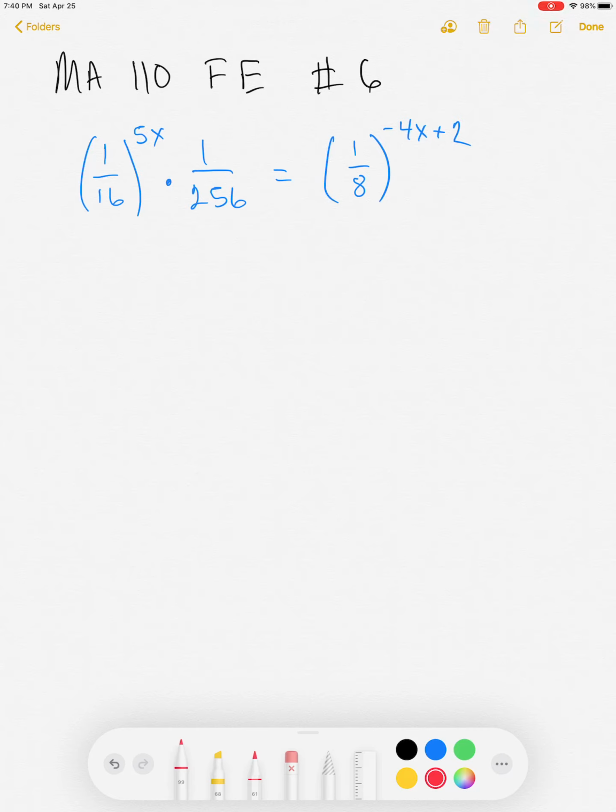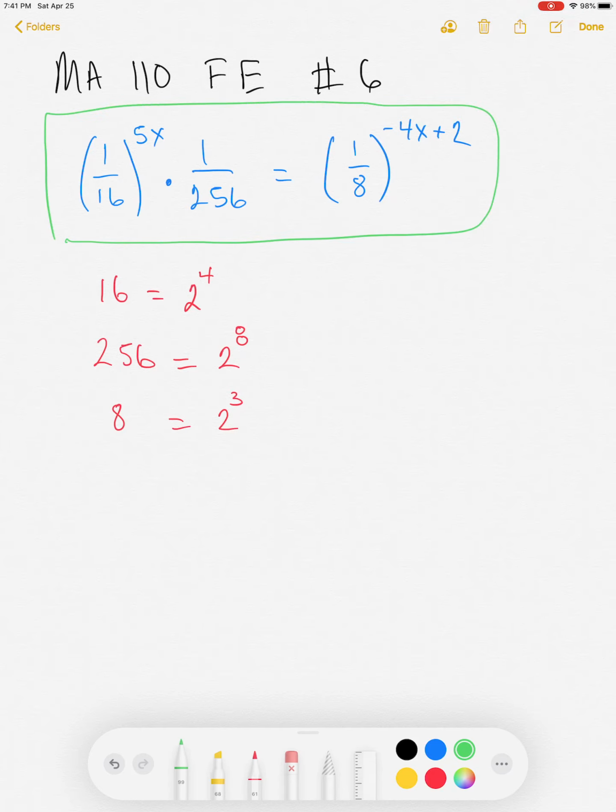So there are a few ways we can solve this problem, but the easiest way is to think about the fact that 16 is the same thing as 2 raised to something. So 2 to the 4th is 16, and 256 is the same thing as 2 to the 8th, and 8 is the same thing as 2 to the 3rd. So now what I'm going to do is rewrite this equation having a base of 2 for everything.